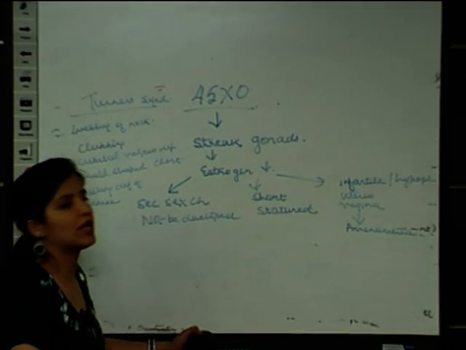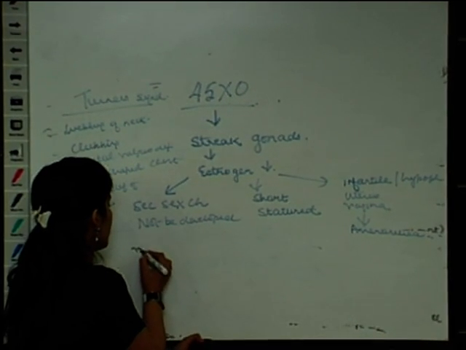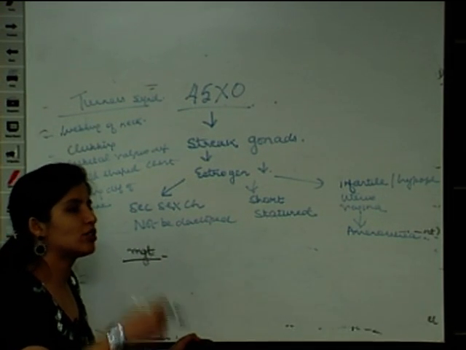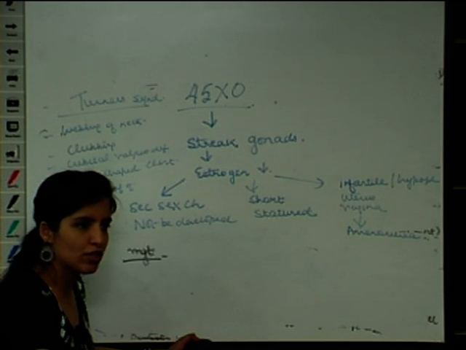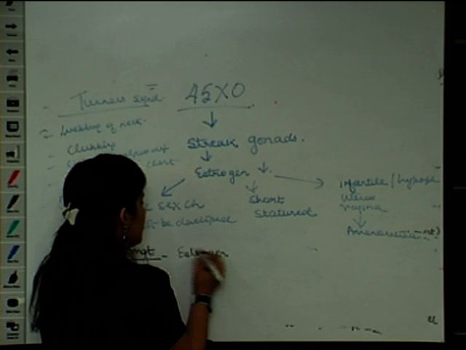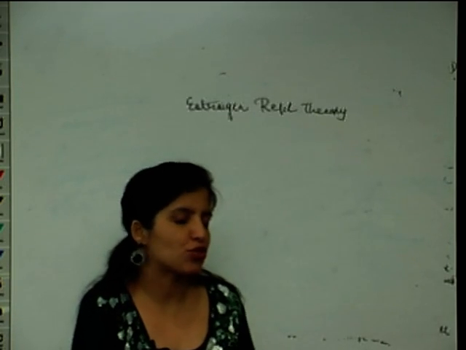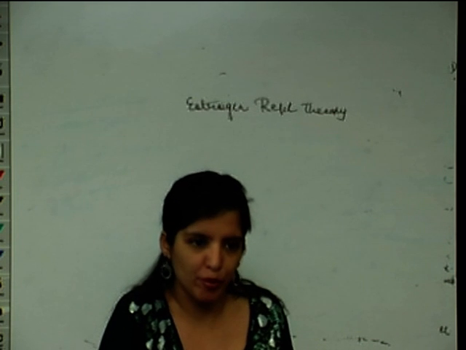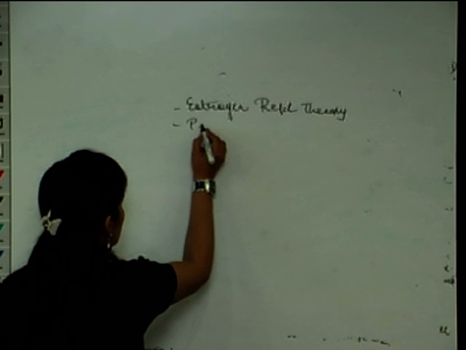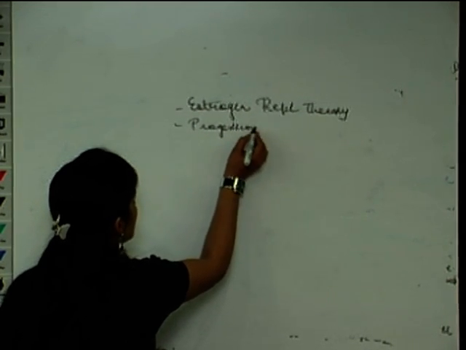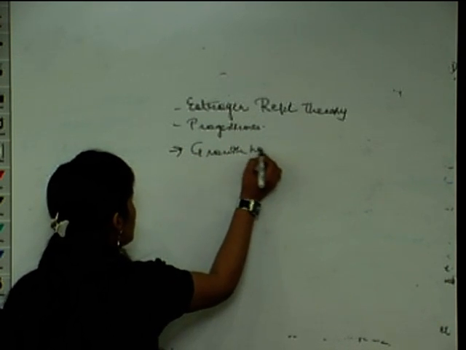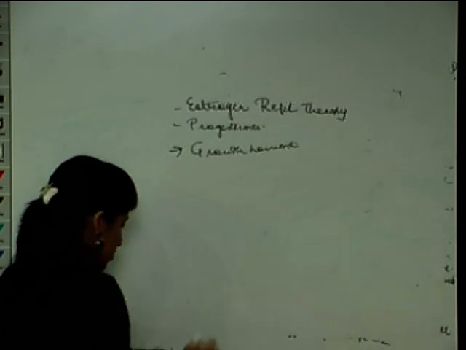Now, how can we help them? The management. Because the problem in these patients is less estrogen, we will give them estrogen replacement therapy. In an intact uterus, estrogen can lead to endometrial hyperplasia. So to protect against endometrial hyperplasia, you will add progesterone. And because these females are short statured, we will have to add growth hormone. This is how we manage Turner syndrome.